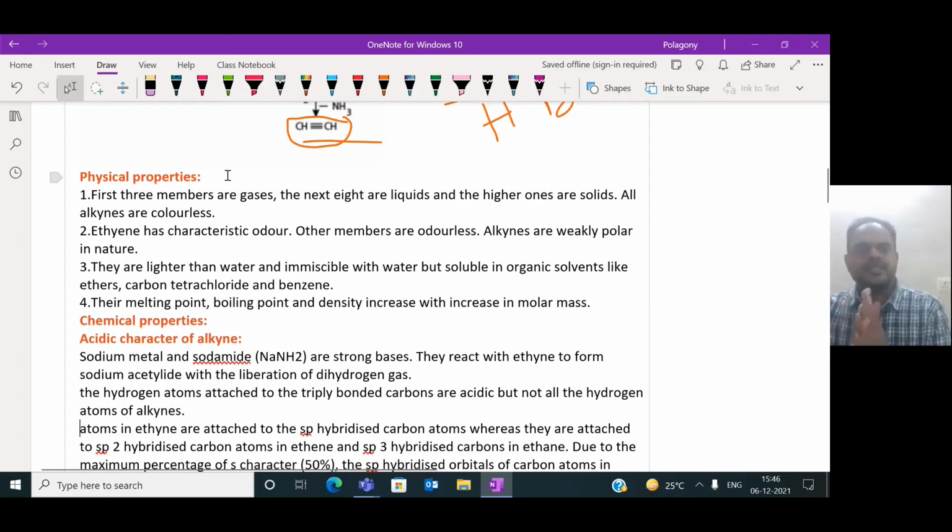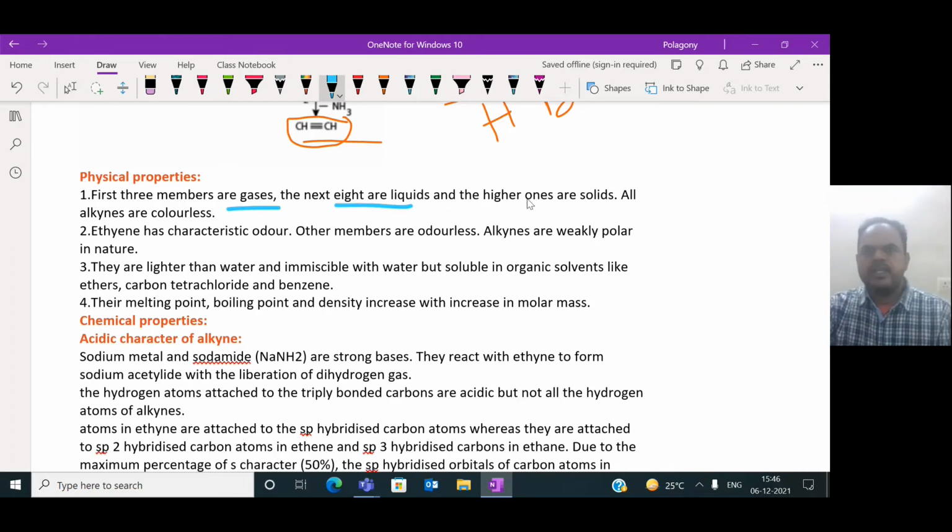Now, physical properties. What physical properties do alkynes exhibit? The first three members of alkynes are gases. The next 8 members are liquids, and higher alkynes, having more carbon atoms, are solids. All the alkynes are basically colorless, they don't have any color.